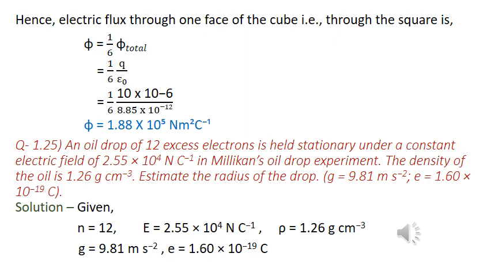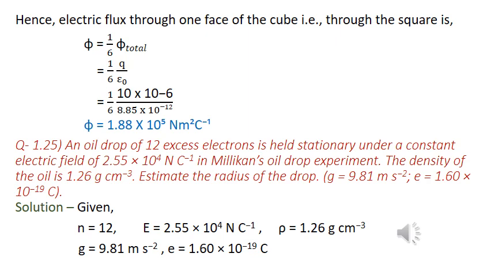In this question, it is given that in an experiment, which is Millikan's oil drop experiment, there is an oil drop having 12 excess electrons held stationary in a constant electric field, and we have to estimate the radius of the drop. In the solution, it is given that the number of electrons on the oil drop is 12.